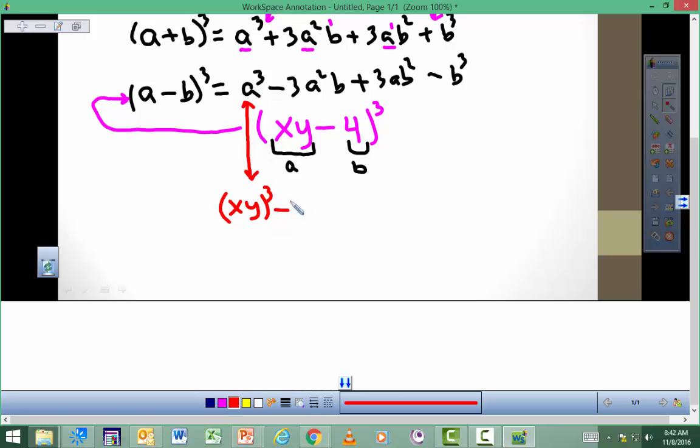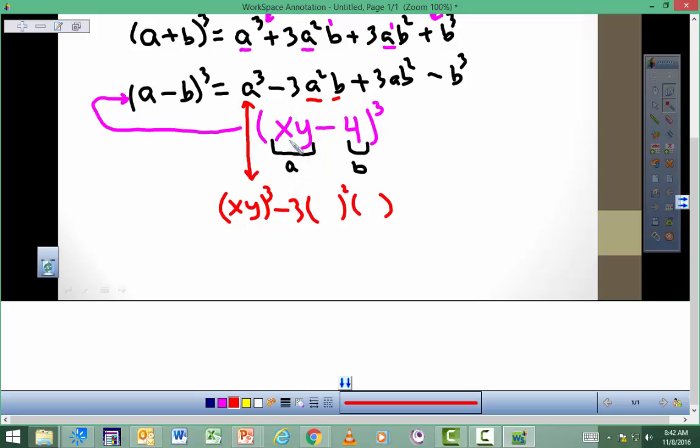Then you do this, minus 3 times whatever A is. And then you're going to square that. And then multiply it by whatever B is. You see? Well, you see that's the next term here. So I automatically have this 3 sitting here.